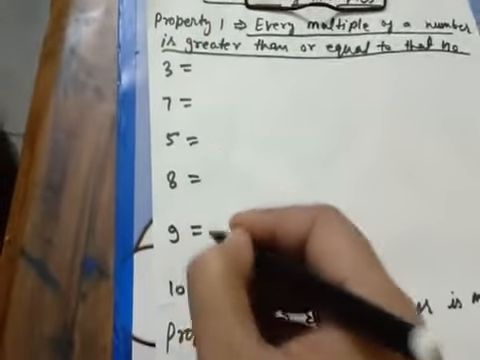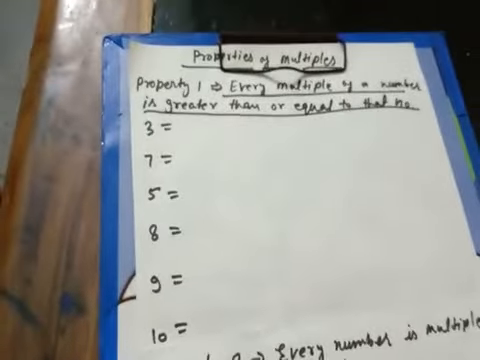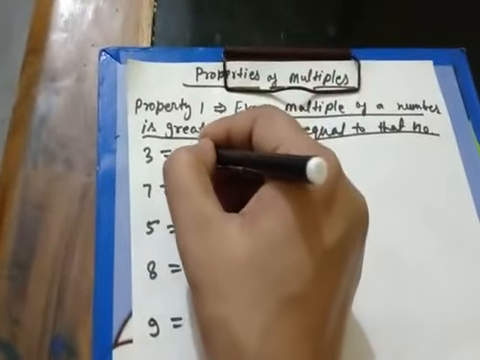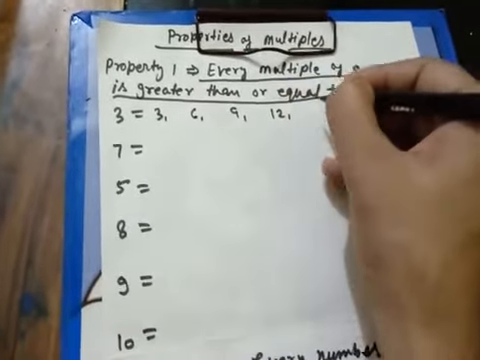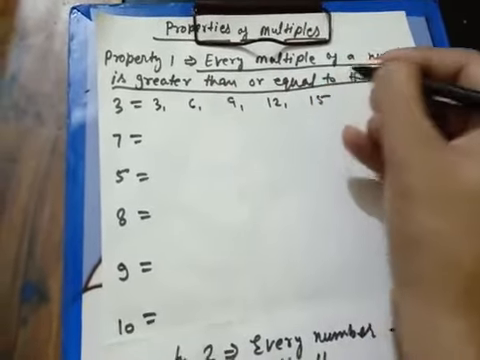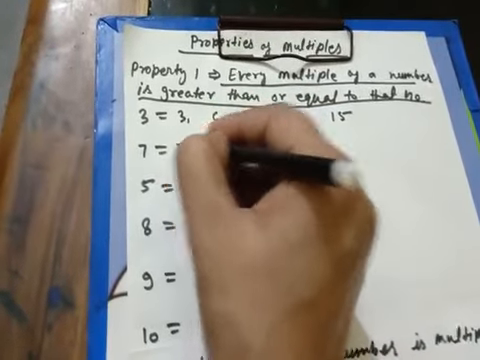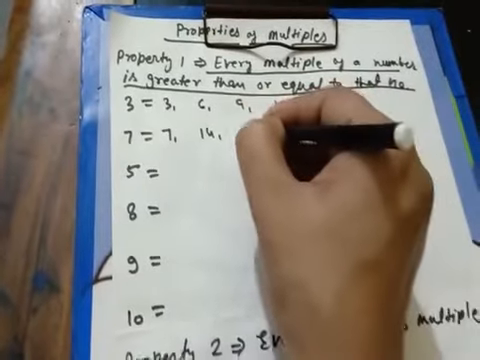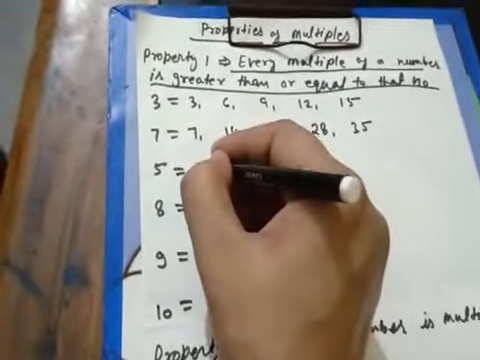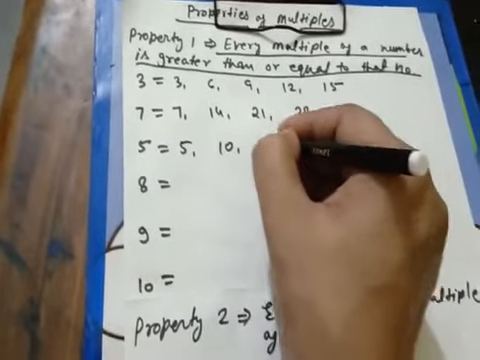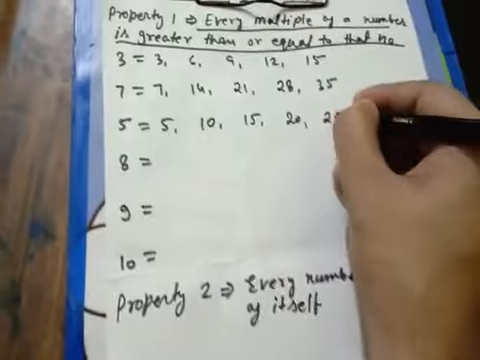I have taken some examples. You can pick up any of the numbers. Multiples of 3 are 3, 6, 9, 12 and 15. Multiples of 7 are 7, 14. Multiples of 5 are 5, 10, 15, 20, 25.